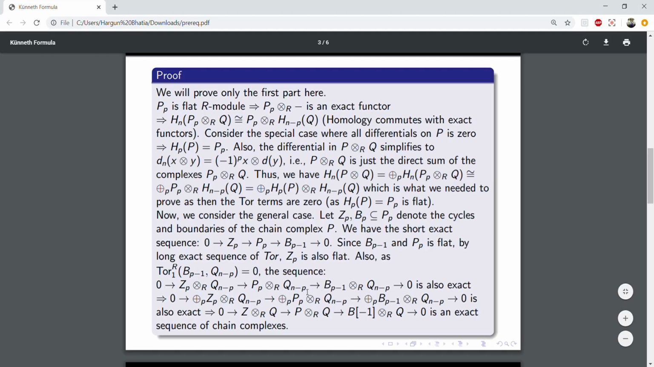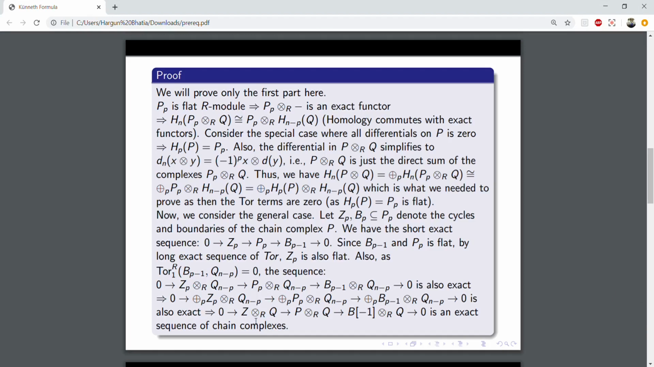Then I can take direct sums, right? Direct sums of exact sequences will remain exact in the category of R-modules. So I do a direct sum over p and I get this thing. Now notice this is the nth term of this chain complex Z tensor Q. Z is the chain complex consisting of all these Z_p, of course, where the differentials are 0. Similarly, B shifted by minus 1 is the chain complex of B's. Of course, here the pth degree element is B_{p-1}, shifted by minus 1, and the differentials are also 0. So this chain complex, because I've shown that every nth term gives an exact sequence, this entire chain complex sequence is actually exact.